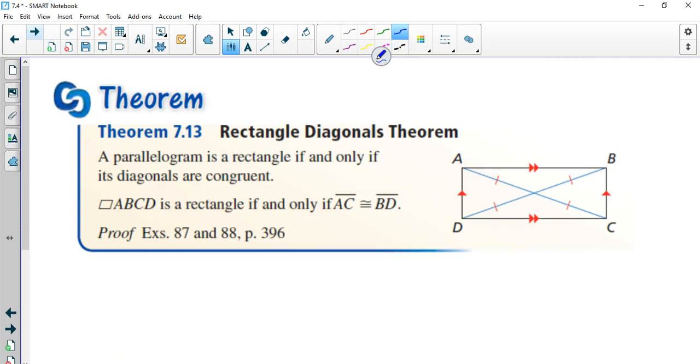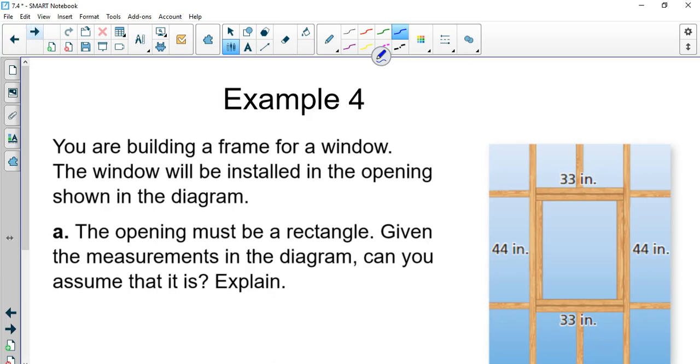Okay, new theorem. The diagonals in a rectangle are congruent. They also, as you can tell, bisect each other. So, we talked about that before. They are congruent and they bisect each other. And so in a rectangle, every little piece equals each other. Alright, so we're almost done here.